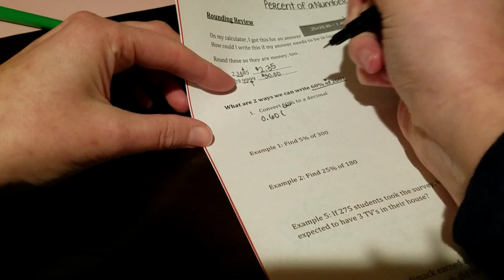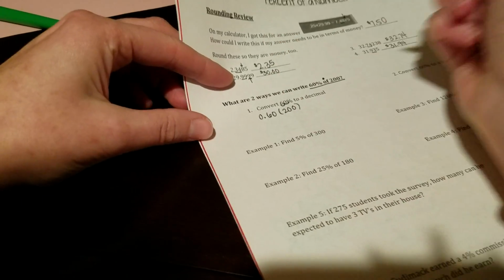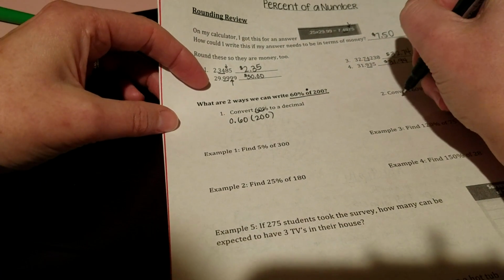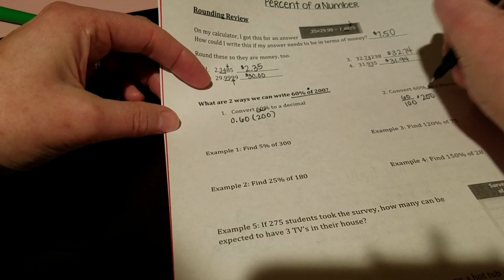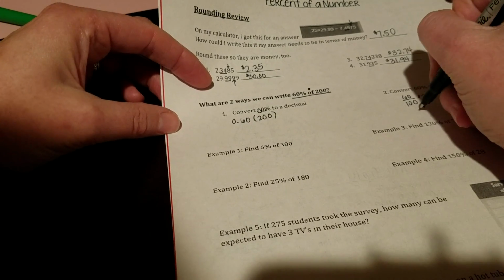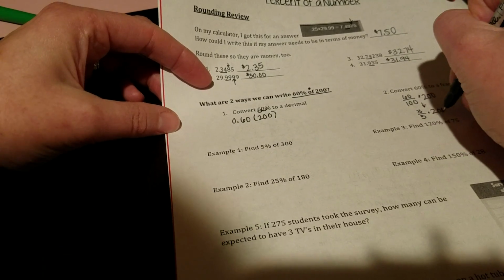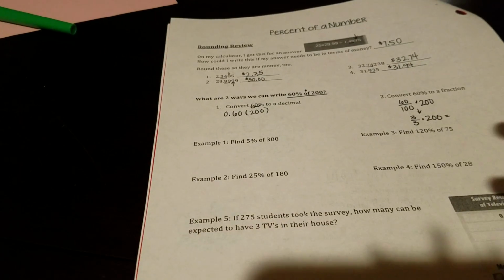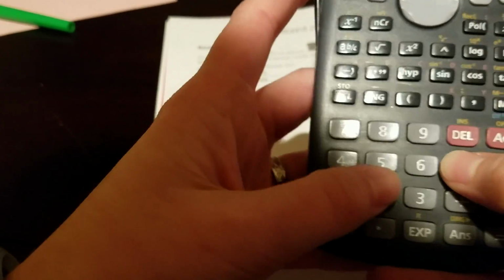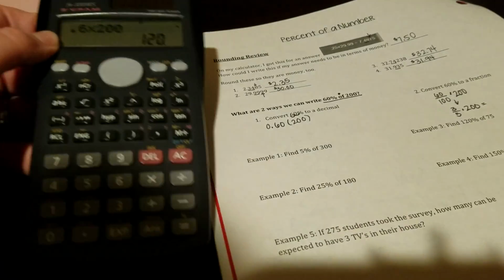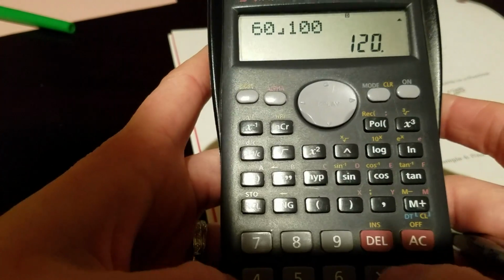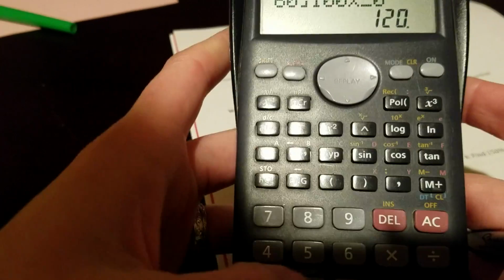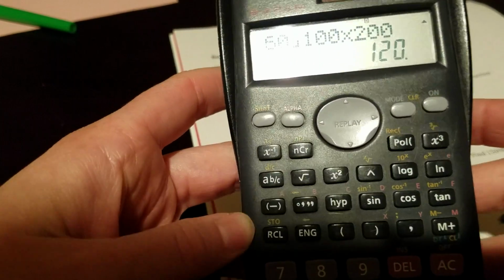So this would be 0.60 times 200. And the other way to do it is to convert 60% to a fraction. So we could just do 60 over 100 times 200. Or if you really wanted to, you could simplify your fraction and you'll get 3/5 times 200. Either way, you're going to end up with 120 for your answer. So that's doing it as a decimal. If you wanted to do 60 over 100 times 200, you still also get 120 as well.